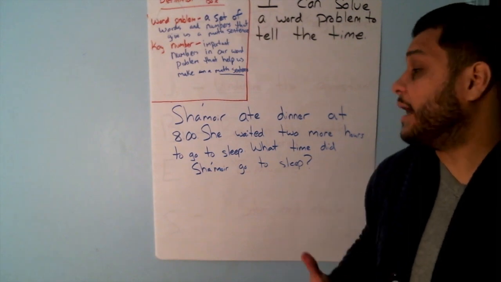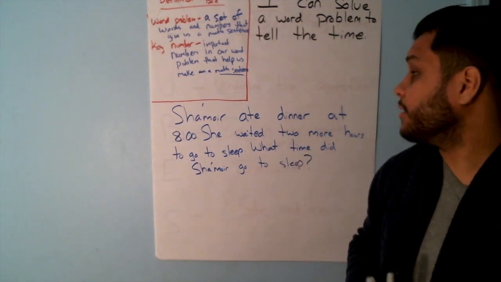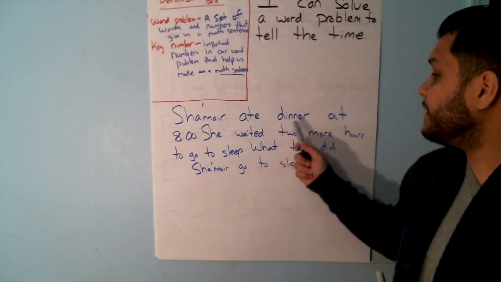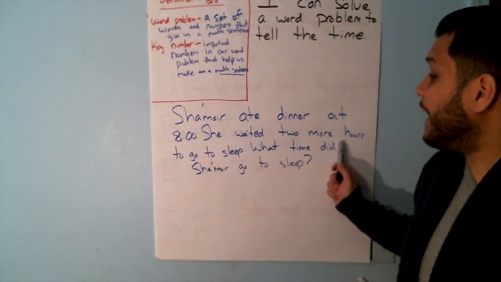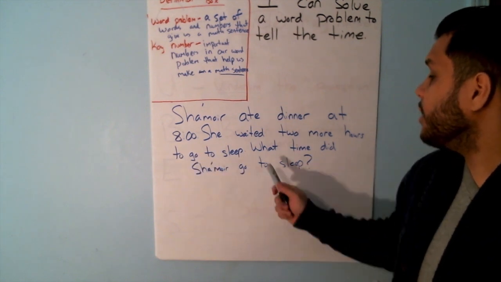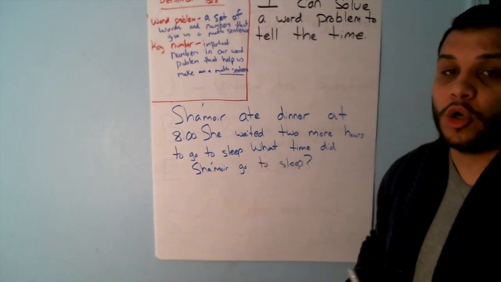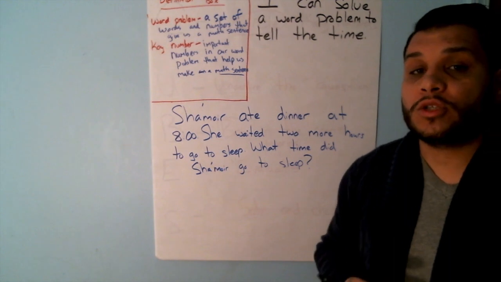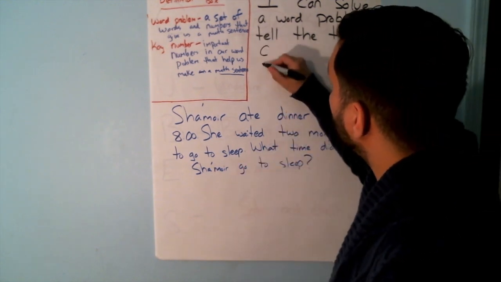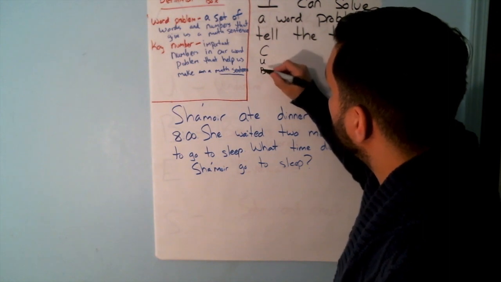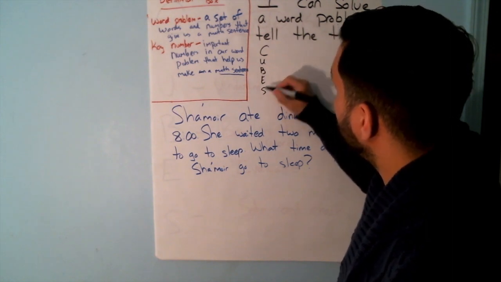We have the following word problem on our board. It says Shamor ate dinner at 8 o'clock. She waited 2 more hours to go to sleep. What time did Shamor go to sleep? In order to solve this, the strategy that we'll be using is our cubes strategy.